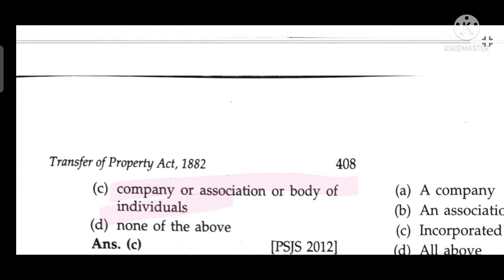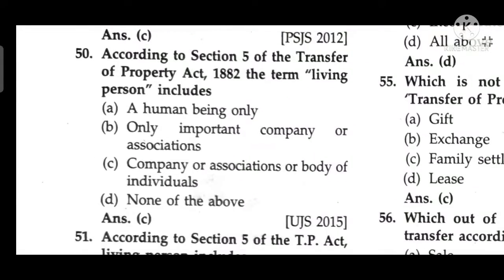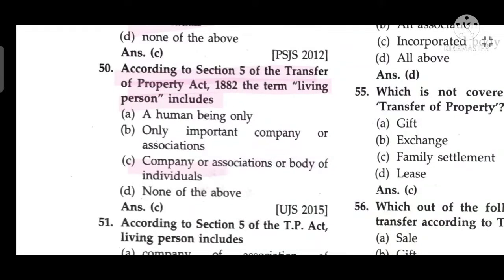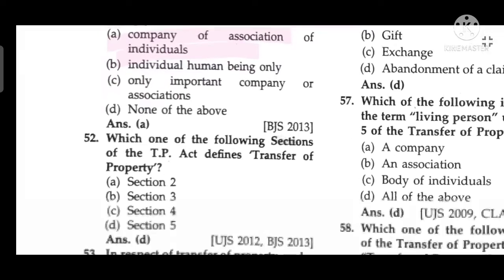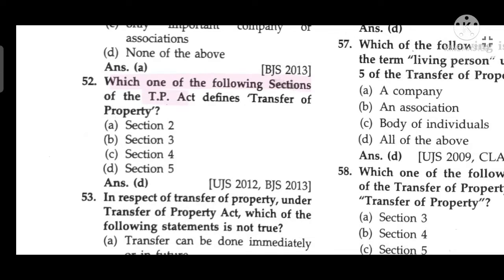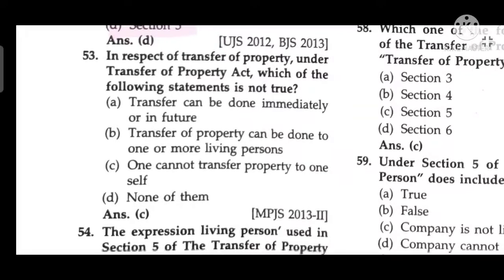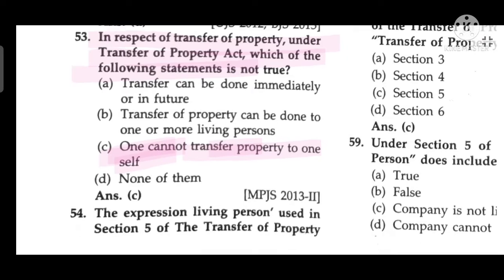a company or association or body of individuals. According to Section 5 of the Transfer of Property Act, the term living person includes a company or association or body of individuals. Which one of the following sections of the TP Act defines transfer of property? Section 5. In respect of the transfer of property under the Transfer of Property Act, which one of the following statements is true? One cannot transfer property to oneself.